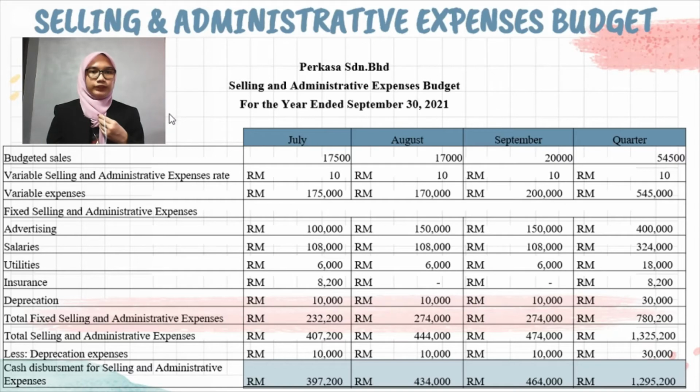budgeted sales will be multiplied with the variable selling and administrative expenses rate, which is RM 10, so we can get the variable expenses. To the variable expenses, we add the total fixed selling and administrative expenses, so we can get the total selling and administrative expenses. After that, we subtract the depreciation expenses to get the cash disbursement for the selling and administrative expenses budget.